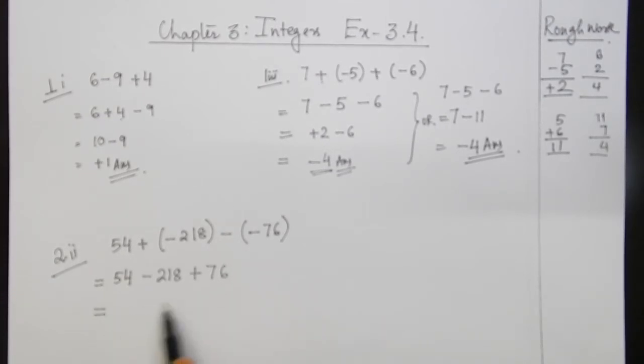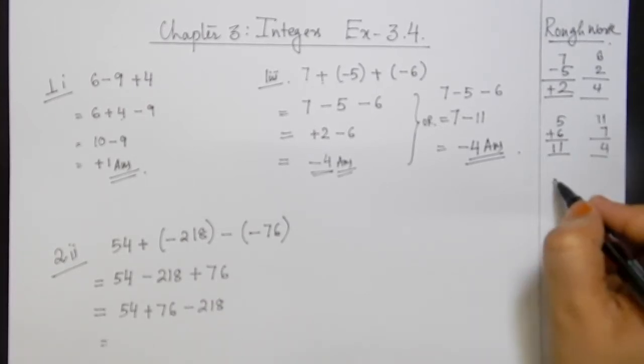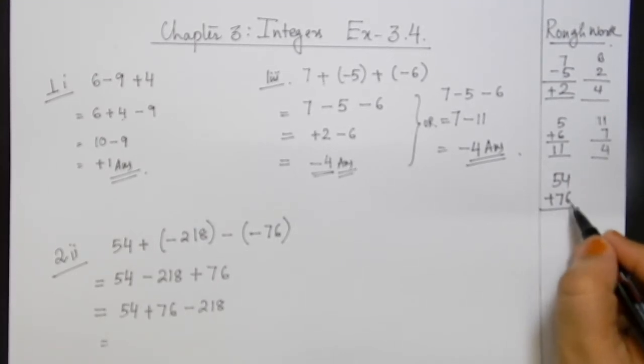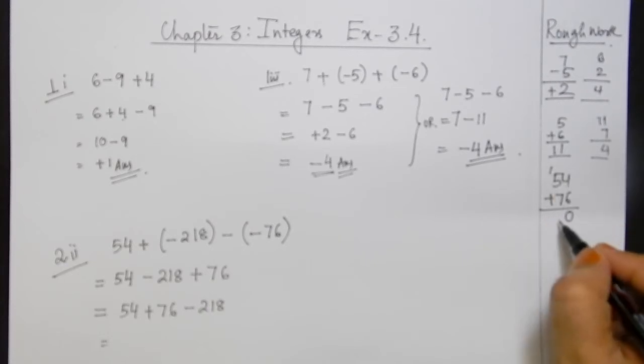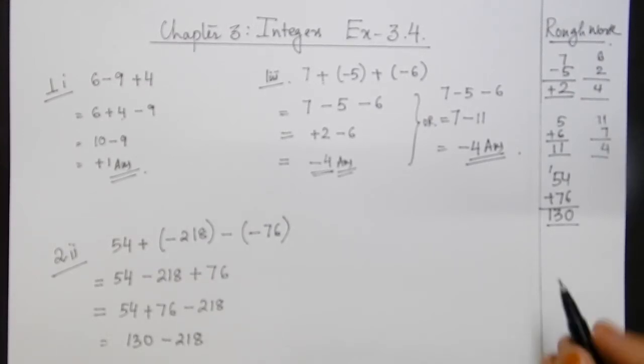So let us write down all the positive numbers first. Which are the two positive numbers? 54 and 76. So 54 plus 76 and then all the negative numbers. So 54 plus 76, that is how much? 4 plus 6, 10, carry 1, and this is 13. So that is 130 minus 218. So you have to do the subtraction.